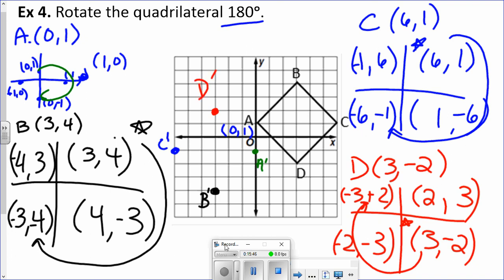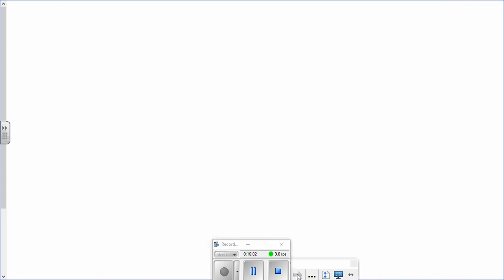And then if we connect all 4 points, we have now rotated our figure 180 degrees about the origin. All right, and that's the end.